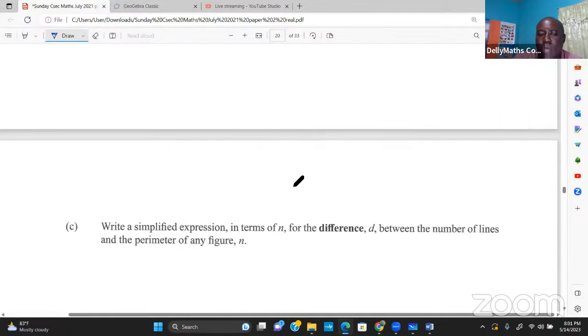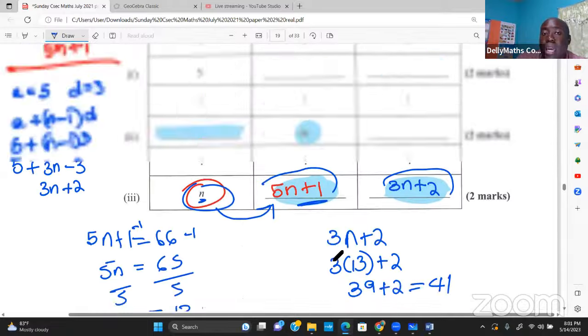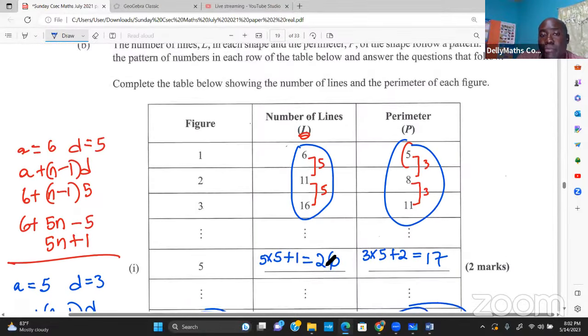All right, that's 8 marks. We have 2 more left. Here it is. They are saying now, write a simplified expression in terms of n for the difference d between the number of lines and the perimeter. So they want you to write something in terms of n for the difference d. So I want you to look, look.